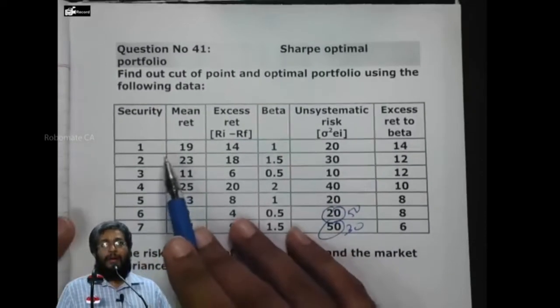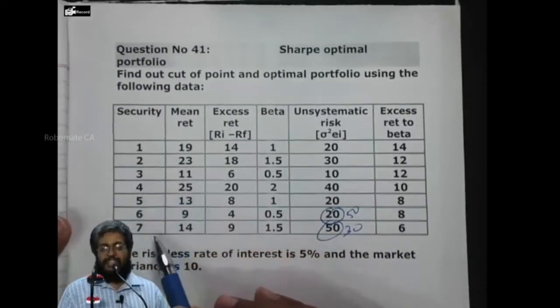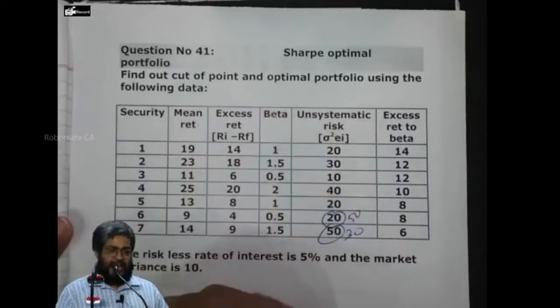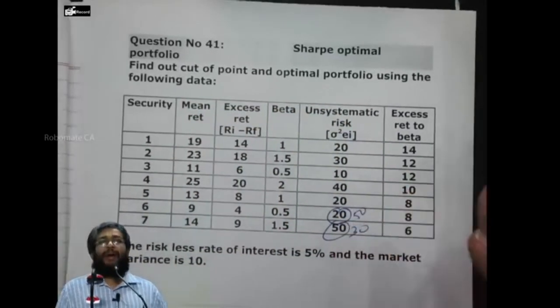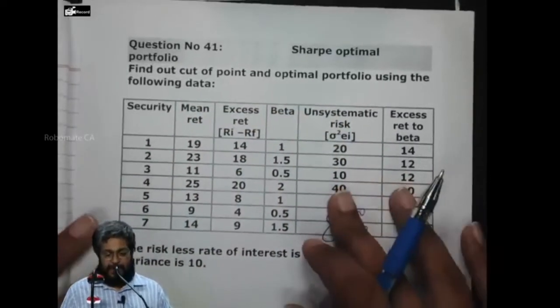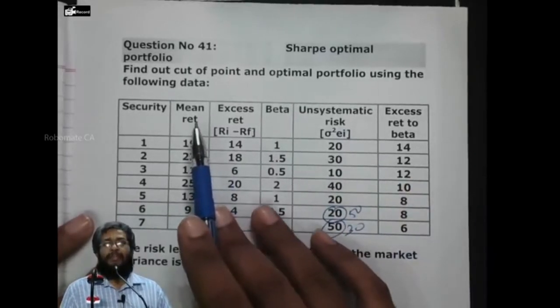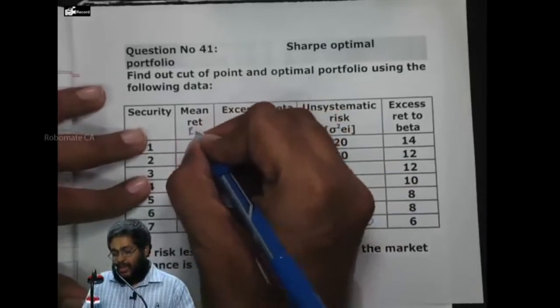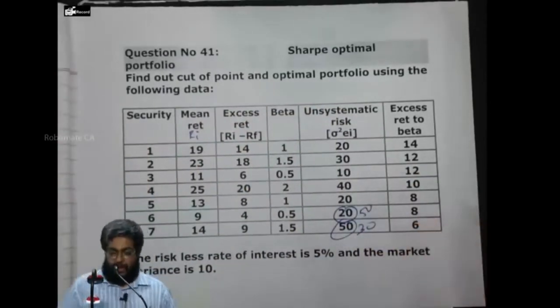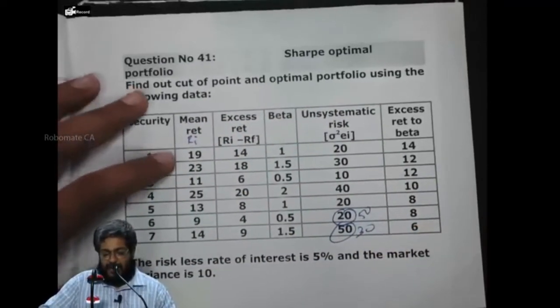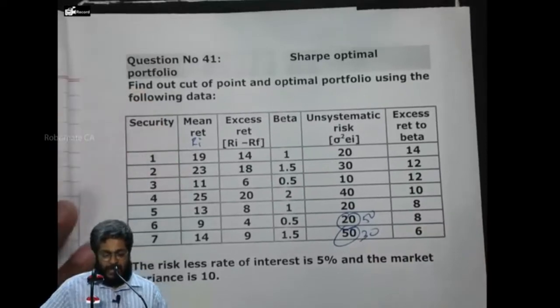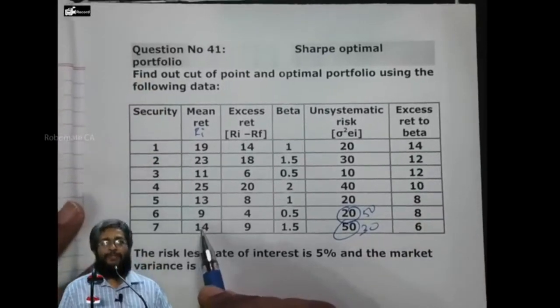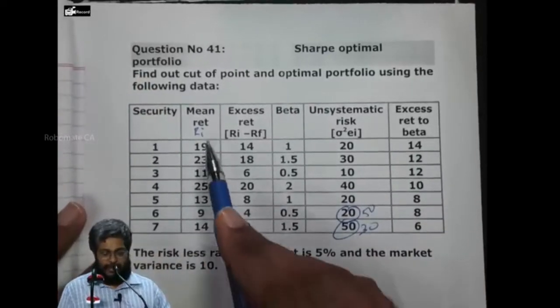Security 1, 2, 3, 4, 5, 6, 7. There are 7 securities in the share market. It's a market with 7 shares. Mean return means average return. We even call it RI. What is the average return? 19, 23, 11, 25, 13, 9 and then 14. This is RI.